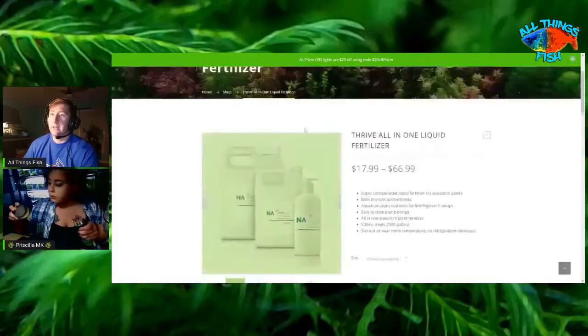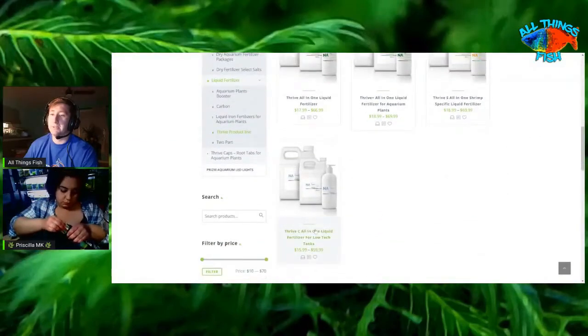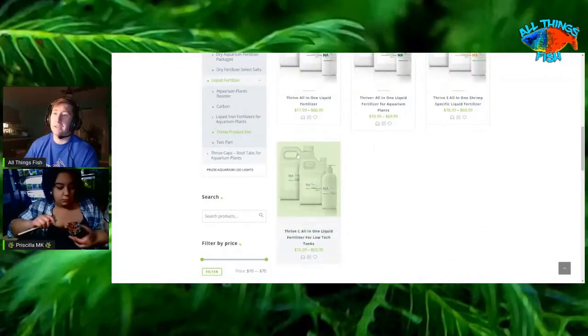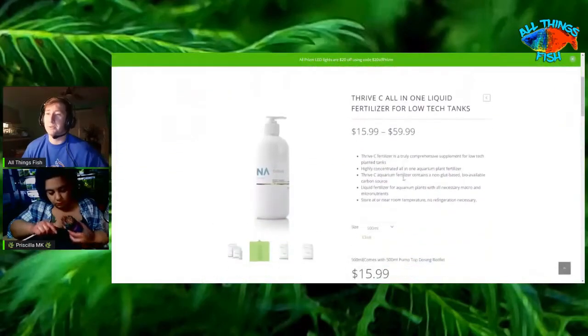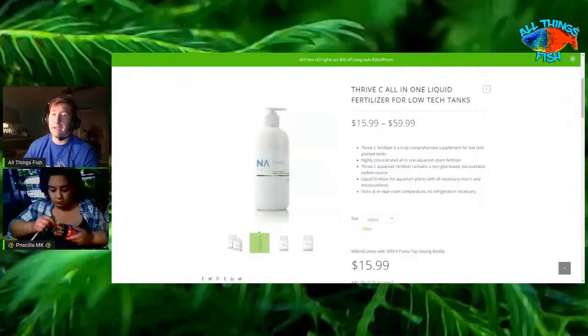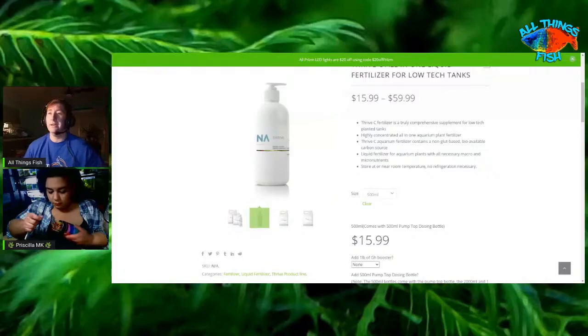And I haven't used it yet, but he also offers, I believe it's the Thrive C. So Thrive is kind of the generic all-in-one. He offers the Thrive Plus, which is kind of for the faster growing plants in a tank that probably has CO2 on it. And then he offers Thrive C, which is a little bit lower dosing liquid fertilizer. And he also says it contains a non-glute based bioavailable carbon source. So I'm not sure of the exact details on this. I believe this is one of his newer products.